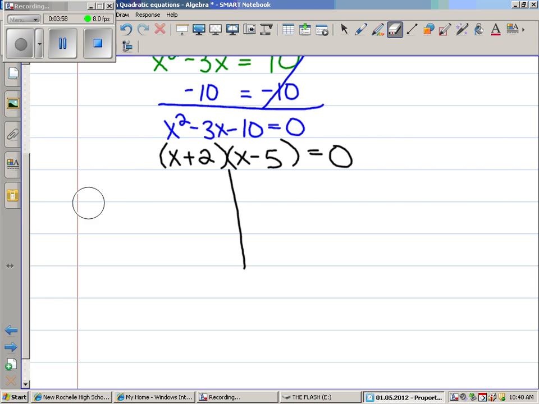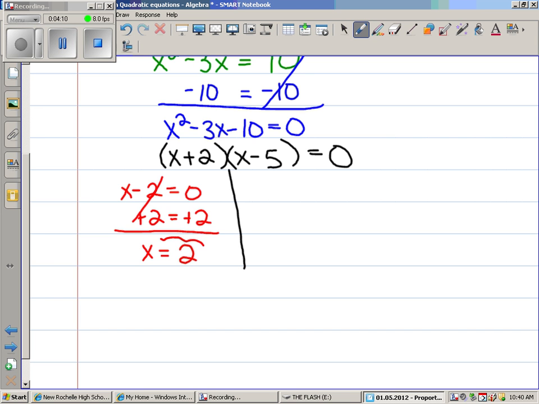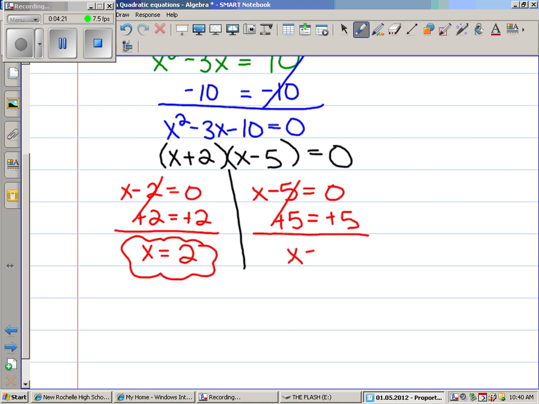Let me just do that in a different color. x minus 2 equals 0. We're going to add 2 to both sides. Add 2, add 2. x equals 2. That's one of them. And then we're going to do x minus 5. Sorry, we're going to add 5 to both sides. And then we got that x equals 5.